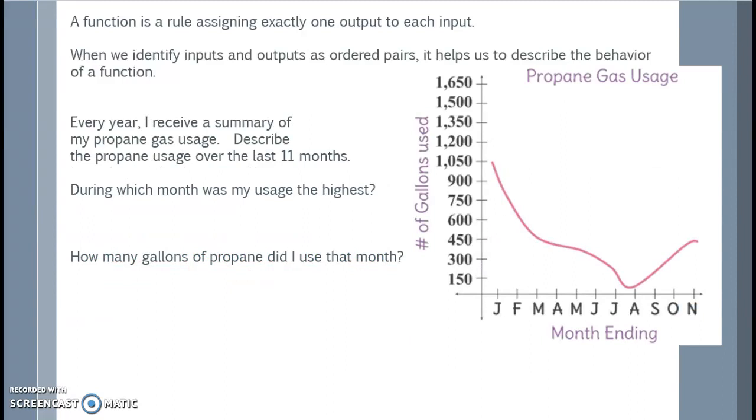Every year, I receive a summary of my propane gas usage. Describe the usage over the last 11 months. During which month was my usage the highest? How many gallons of propane did I use that month? I can see that I tend to use more gallons of propane in the colder months than in the warmer months. As my graph is decreasing, and then as it gets colder, it starts to increase again. I can see that the highest place that my graph reaches is in January at approximately 1,050 gallons.